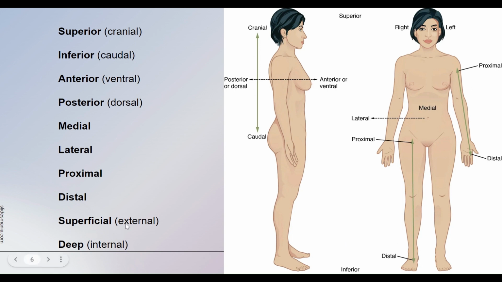Superficial, so these we didn't see before, but superficial means external. So if you have a superficial cut, it means you have a cut on the outside of your body. If it's internal, it means that something got in there pretty deep and really got within the skin and did some damage, right? So these are all ways to identify different parts of the body.